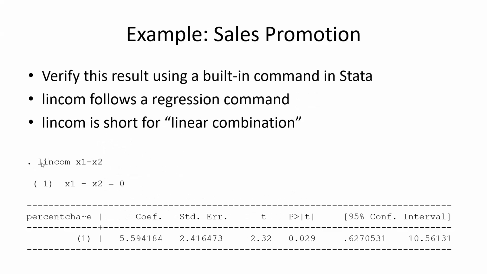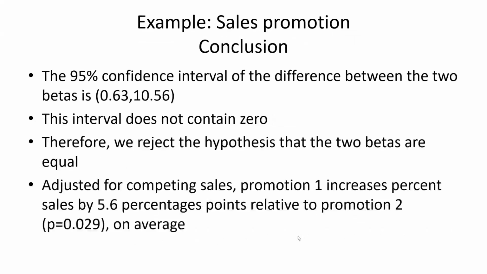We could have gotten the same calculation much faster, so I'm just doing this here to verify. There is a command, lincom, then the difference of the two coefficients, and then we get the exact same confidence interval here, and the exact same estimate for the coefficient, and the exact same everything. It also gives us the exact probability here, 2.9%. So we have the 95% confidence interval. Because it does not contain 0, we know that we will reject the hypothesis that the two betas are equal.